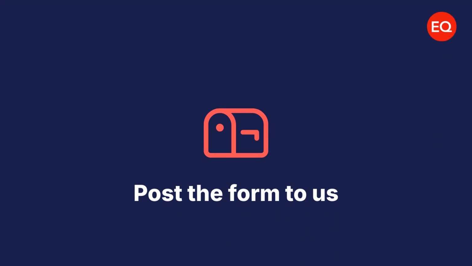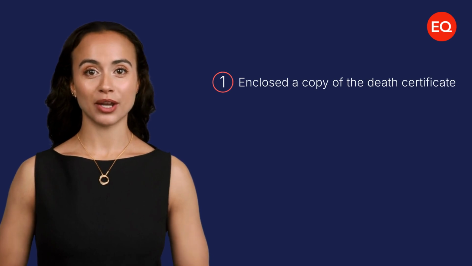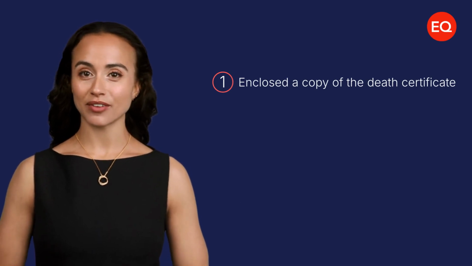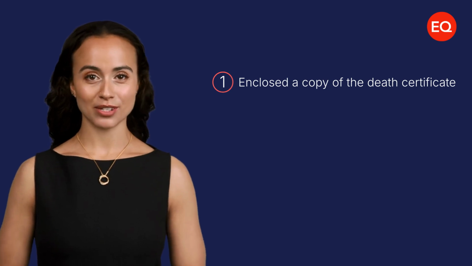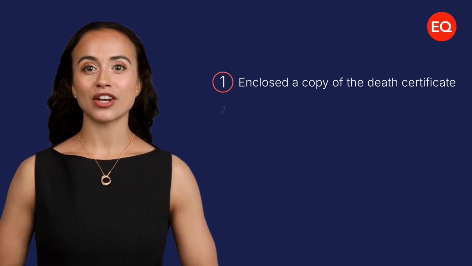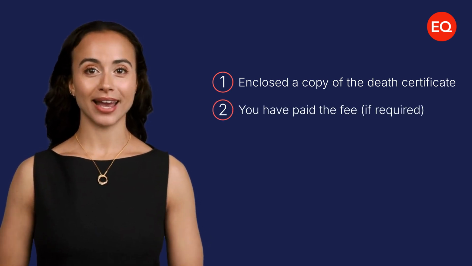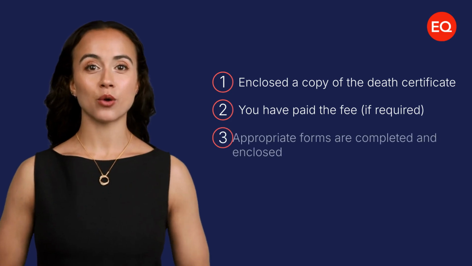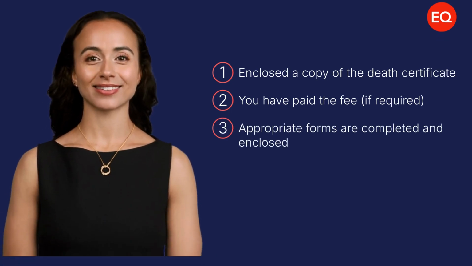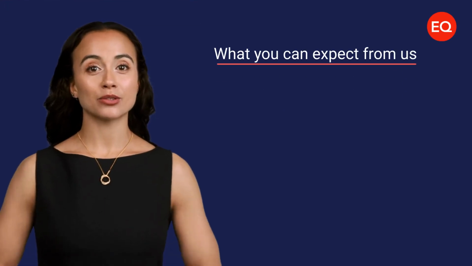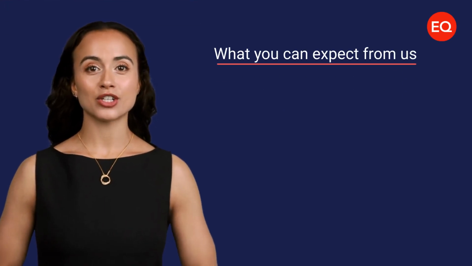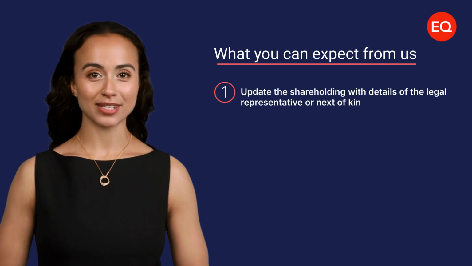Part 4. Post the form back to us. Before posting, please ensure you have enclosed a copy of the death certificate. If not previously supplied, original documents will be returned. If there is a fee required, please make sure this has been paid and you've completed and enclosed all appropriate forms. Once we've received the applicable documents back, we will update the shareholding with details of the legal representative or next of kin.